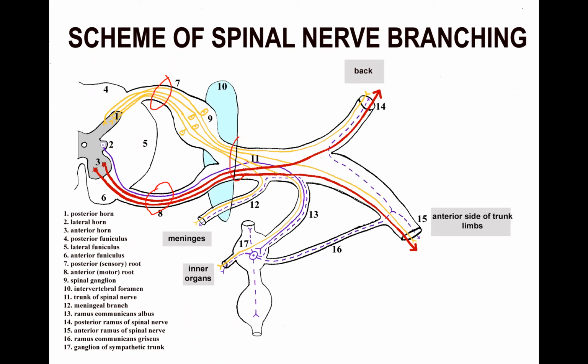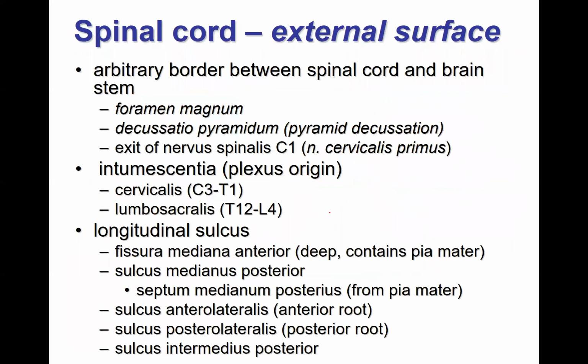Then it forms the trunk of the spinal nerve and sends two communicating branches, white and gray, and the meningeal branch to supply the meninges and their vessels. And it continues as the posterior branch for the epaxial muscles and skin, and the anterior branch for the hypaxial muscles and skin. I think there's no discussion about that.